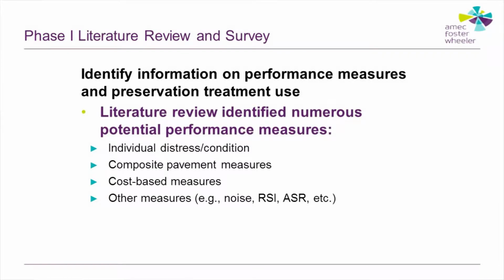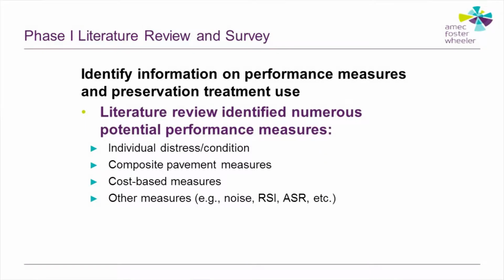One of them, individual distress or conditions, included IRI, rutting, faulting, cracking, all of these things. A second group also had quite a few of them, the composite pavement measures, and I think you've heard a few of them referred to here. Pavement condition index, various versions of it, pavement quality index, pavement condition rating, etc.